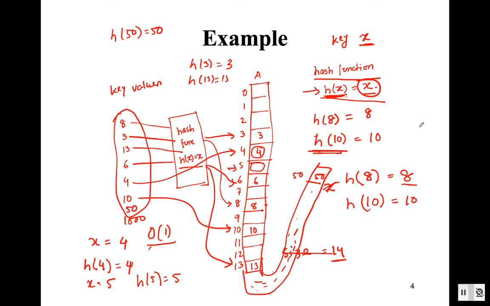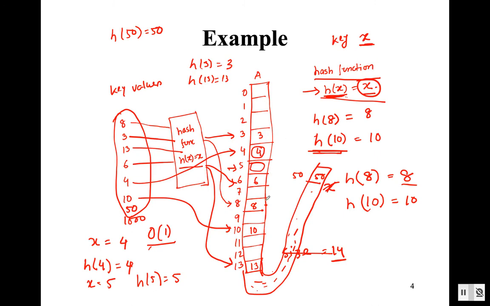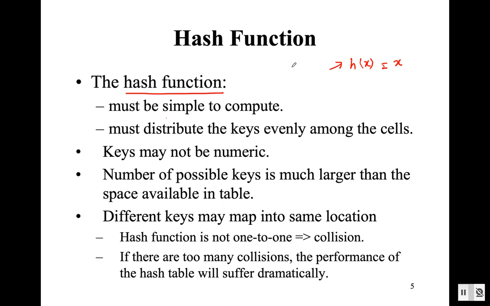Now from this hash function we can see that it doesn't distribute the keys among the cells. Here we have a couple of items, then one item in index 50, and if we have a value 1000, another item will be in index 1000. So this doesn't actually distribute the keys evenly.